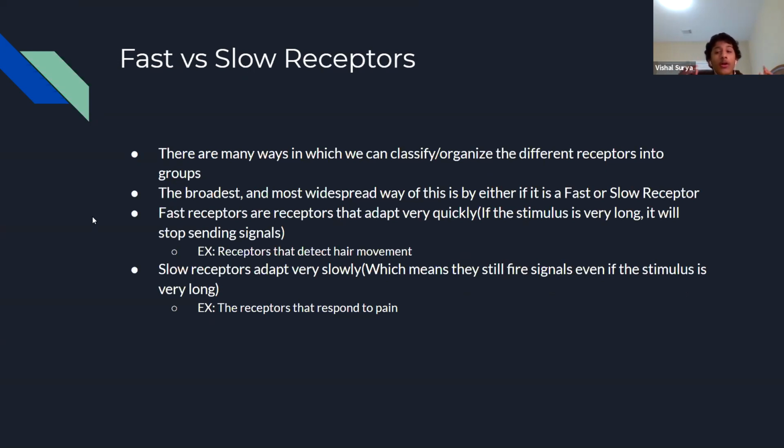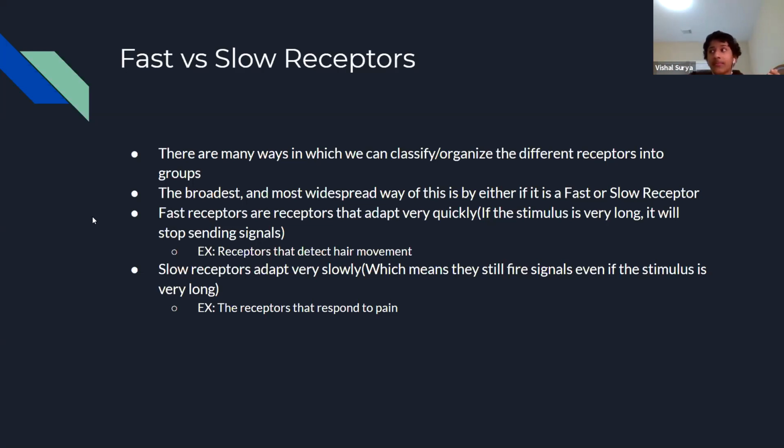There are many ways in which we can classify or organize the different receptors into different groups. The broadest and most widespread way is by whether they're a fast or slow receptor. There are obviously many other ways to do it, but this is the main one you could use because it's only 2 different classes, fast and slow. Fast receptors are receptors that adapt really quickly. So if the stimulus is very long, it will stop sending signals almost immediately.